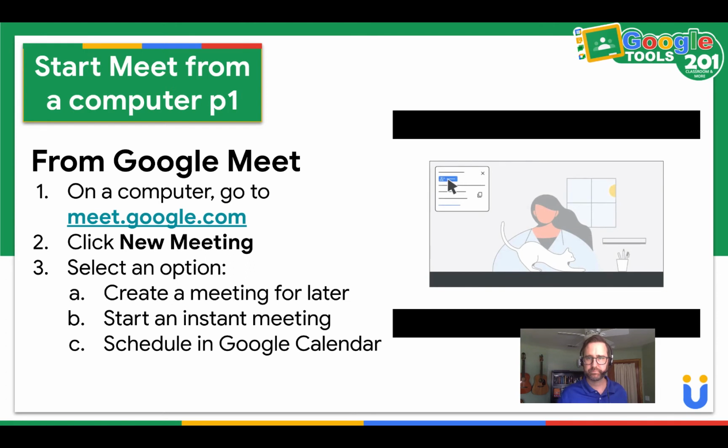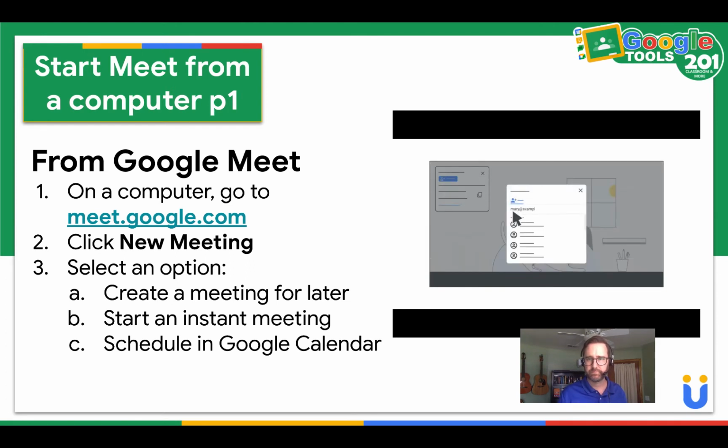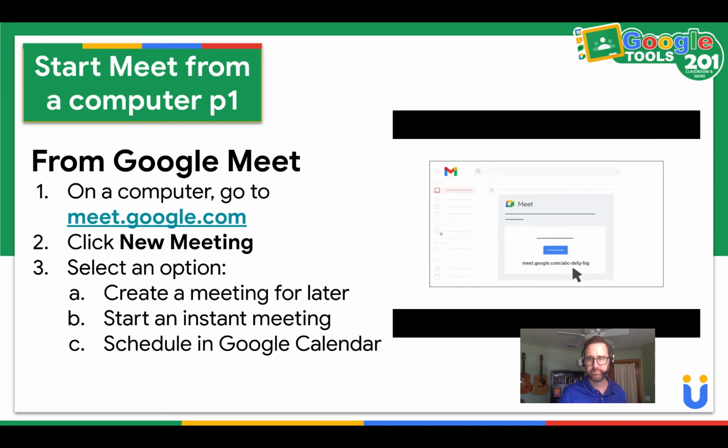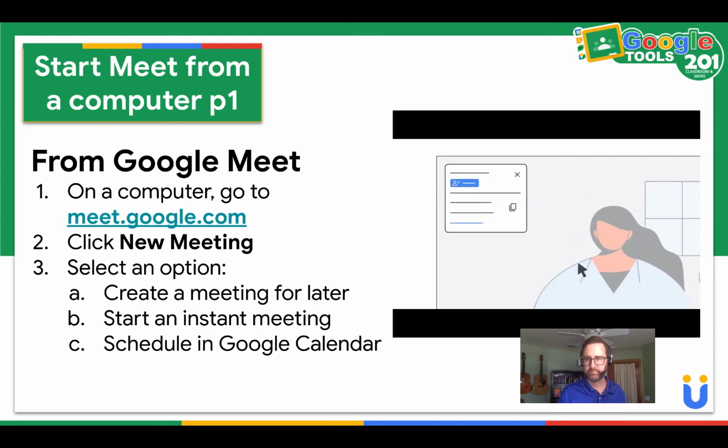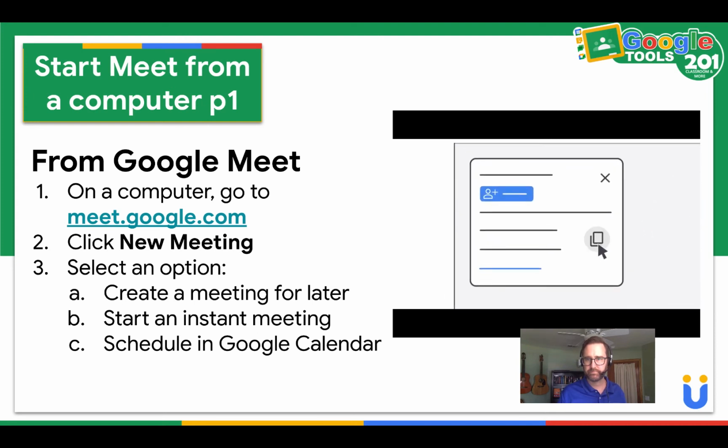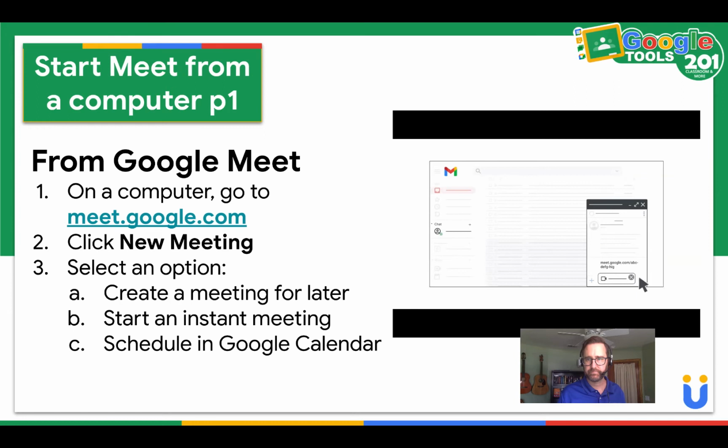To invite people to join, click Add Others, enter email addresses, and click Send Email. Your guests immediately get an email with joining information. You can also send joining information by chat or text message. Click the Copy button, then paste the information into your message.